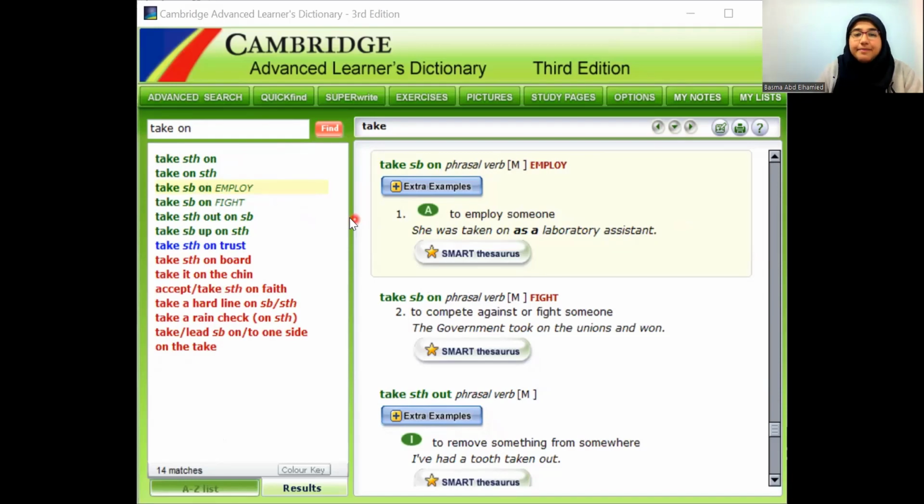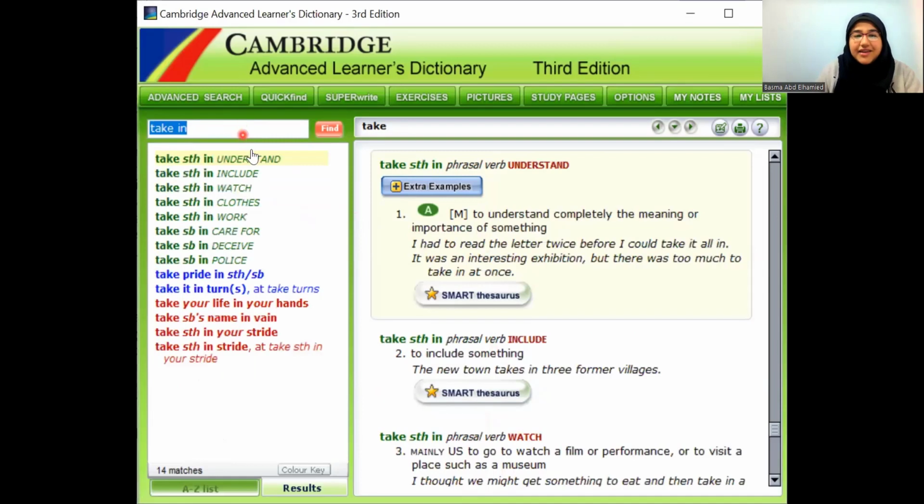Now, let's try with take in. Take in is to understand. For example, I couldn't take in all the lecture. So it means that I couldn't understand completely the meaning of the lecture. Now let's check the last one in take. It was take off. Let's write it.